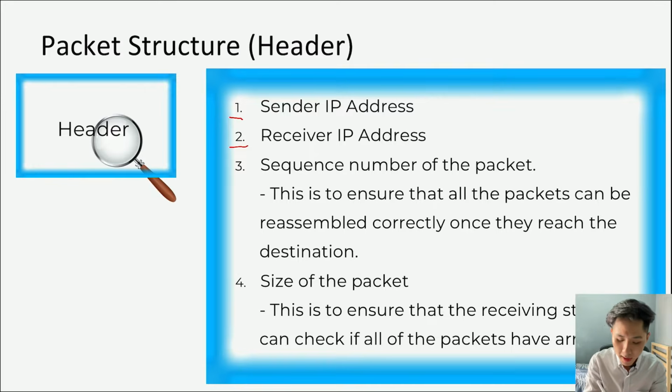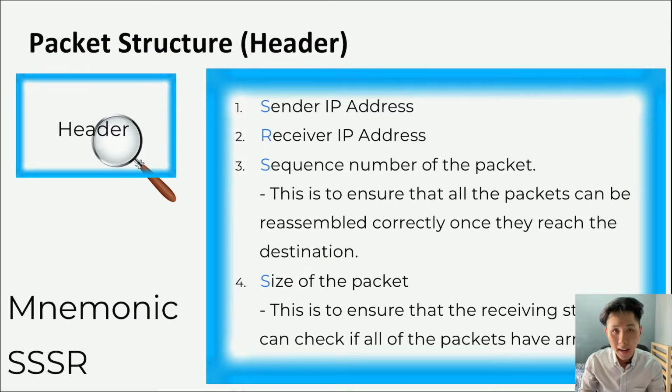The header of the packet also stores the sequence number of the packet. As mentioned, a message is usually broken down into multiple packets when it's being sent. Therefore, the order of the packets is important. This is especially useful when the packets reach the destination, so that we know which is the first packet and we can reorder them to reassemble the message. Last but not least, the packet also stores the size of the packet. This is so the receiving station can check that all of the packets have arrived and that no one has stolen any data. So that's the header structure.